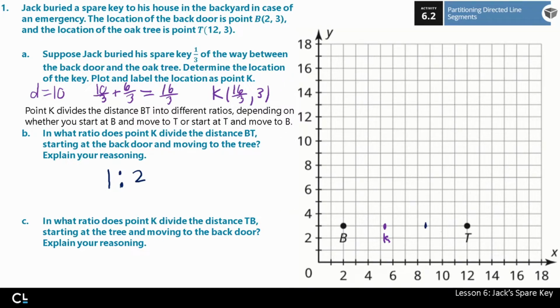Now, it says, in what ratio does K divide the distance TB? Now, if we were going from T the opposite way, how many parts are before K? We have 1 part, 2 parts. So it's going to be a 2 to 1 ratio. Notice how it flips because we're going in the opposite direction. So our ratio will flip on us just like that. There we go. We dabbled a little bit with ratios.